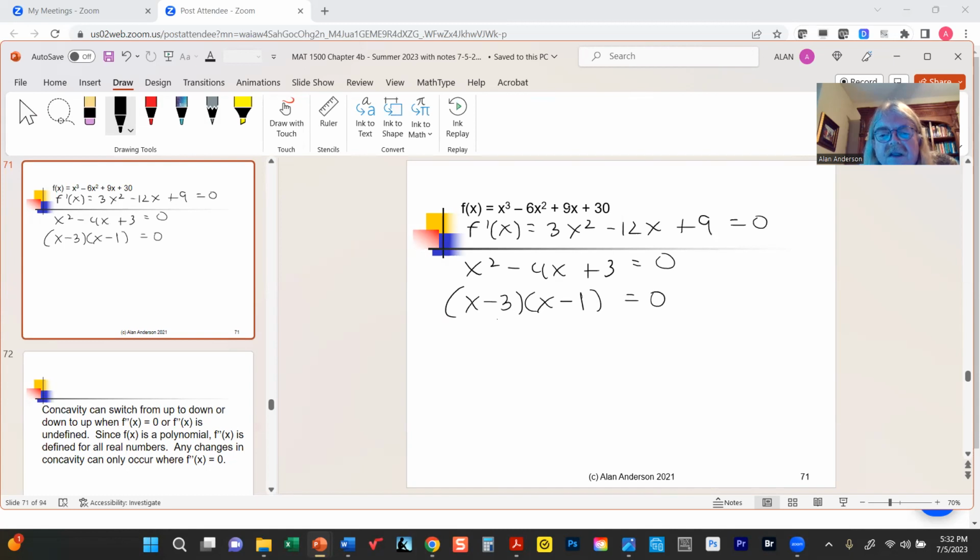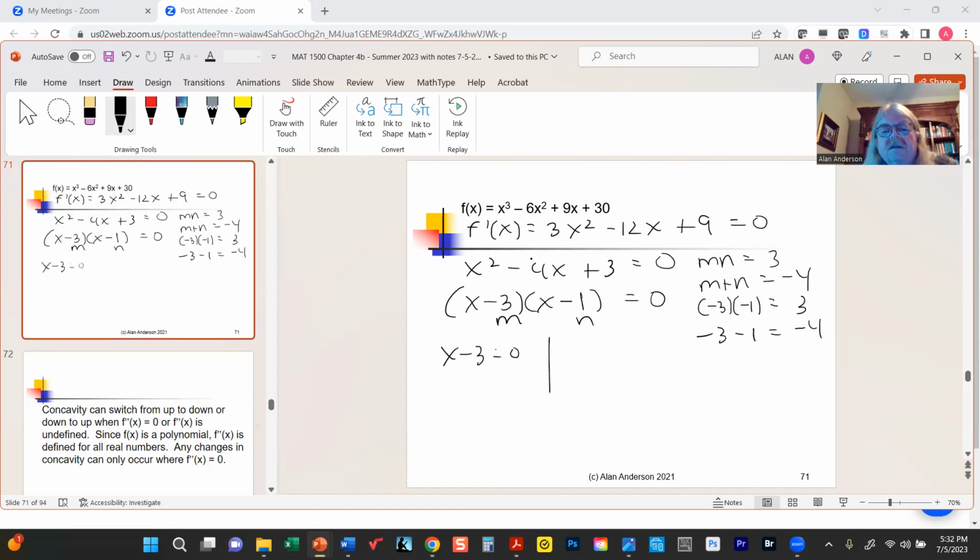Now, how do we know that we've done this correctly? If this is m and n, their product has to equal 3, and their sum has to equal -4. So is that true for -3 and -1? Yes. Okay. So now that means we have x minus 3 equals 0, x equals 3, x equals 1.